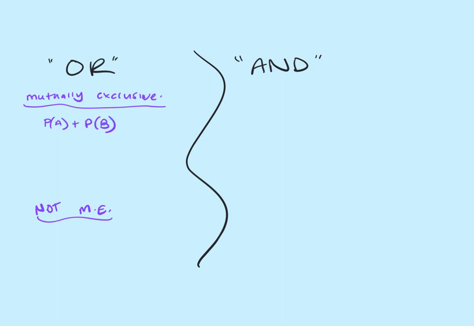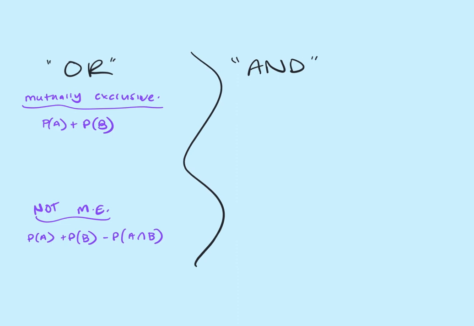If they are not mutually exclusive, that means that they can overlap. So a red card and a heart, or an under 3 and even, those can be both. And when you do that, you would do the probability of the first plus the probability of the second minus the probability of the overlap. So A overlapped with B.